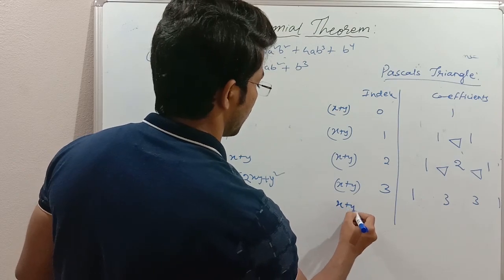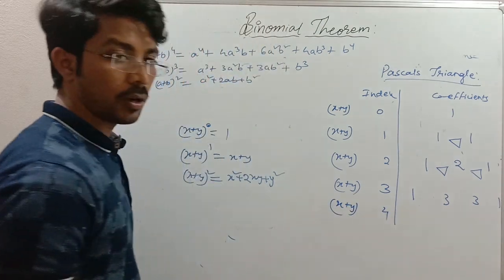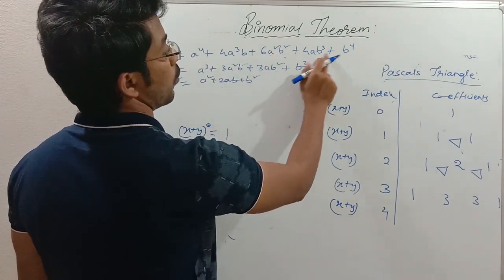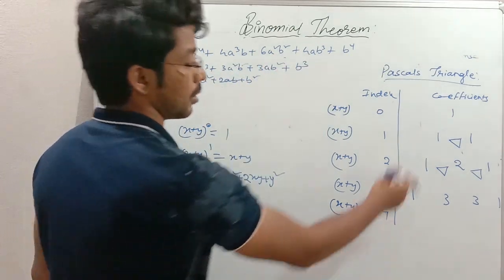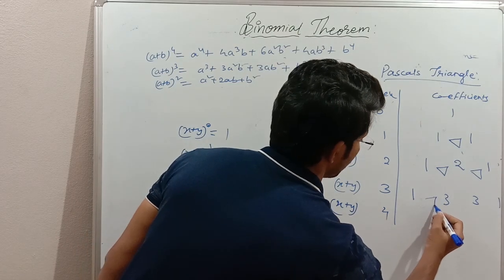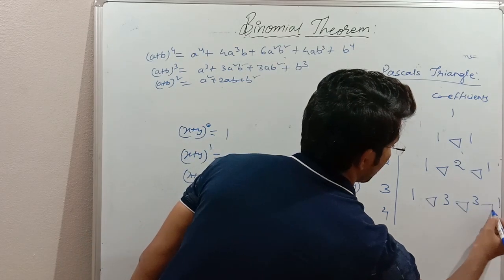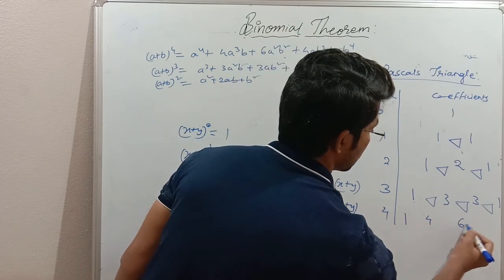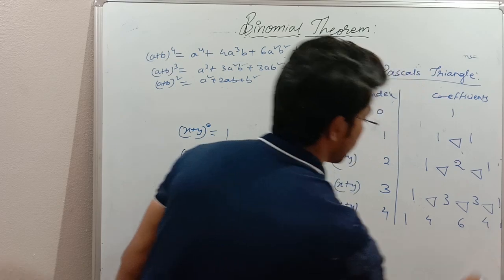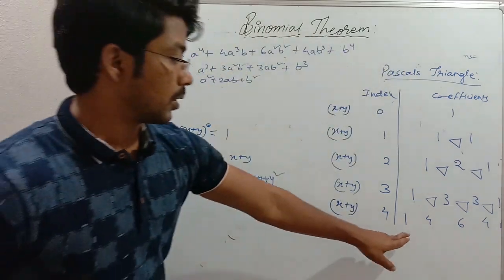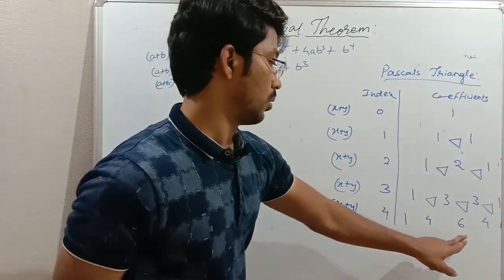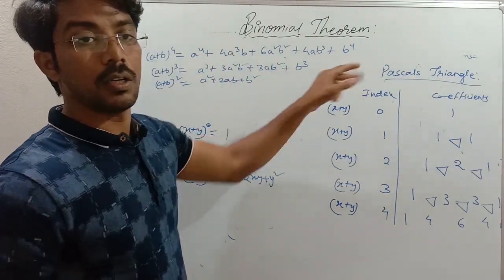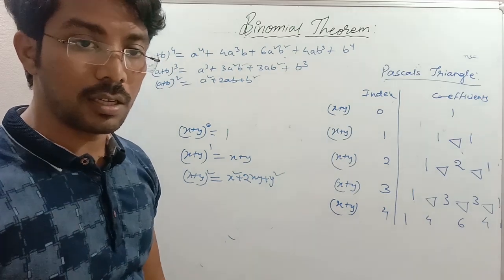Now if I take (x plus y) with index 4, we have to get 1 4 6 4 and 1 as the coefficients in the Pascal's triangle. Now 1 plus 3 is 4, 3 plus 3 is 6, 3 plus 1 is 4, and then 1. Now the coefficients we have got here are 1 4 6 4 1. So this is Pascal's triangle.